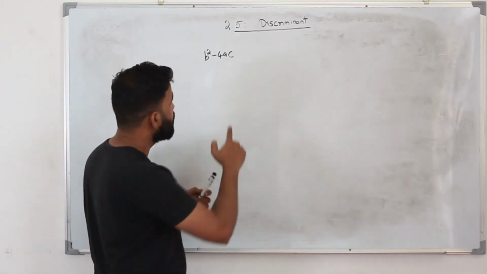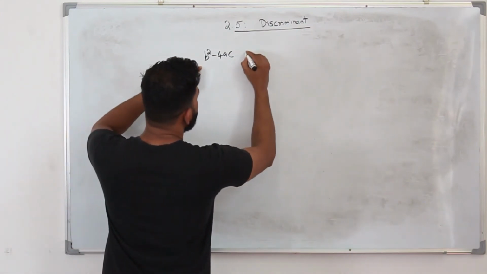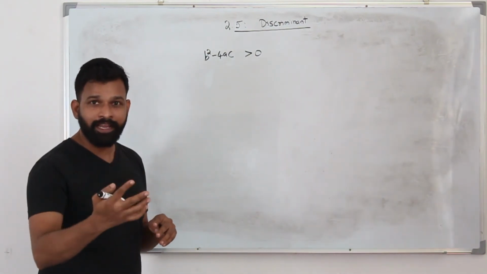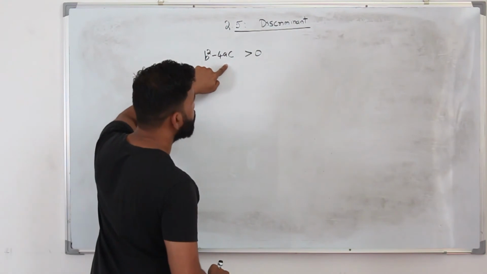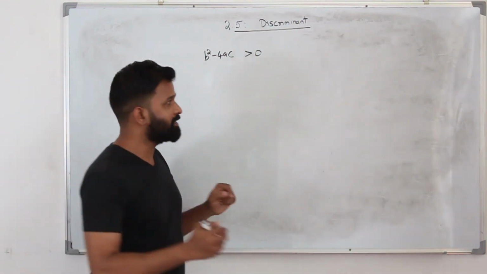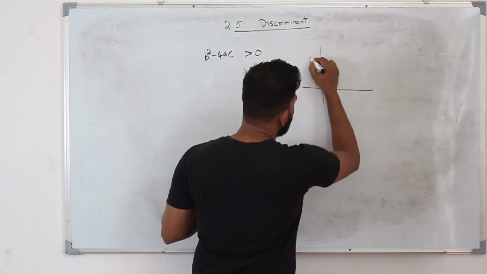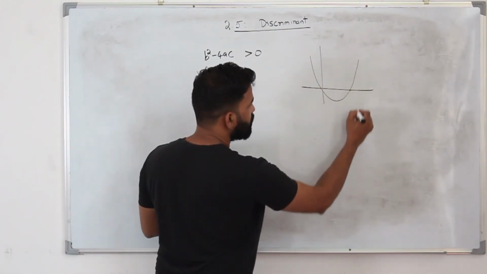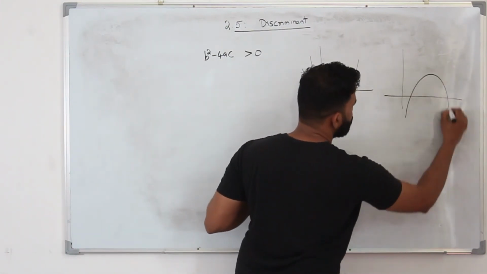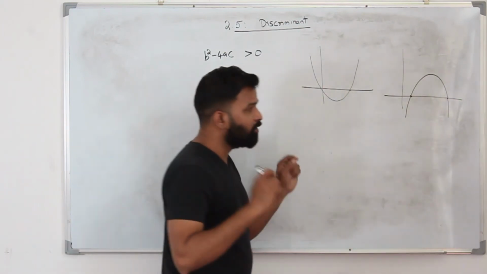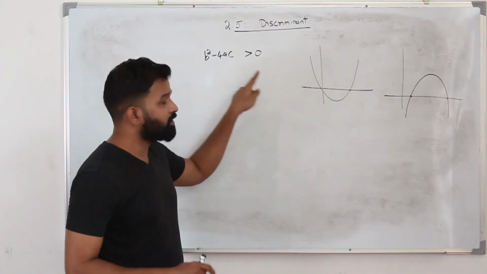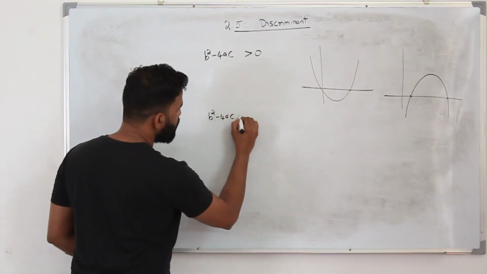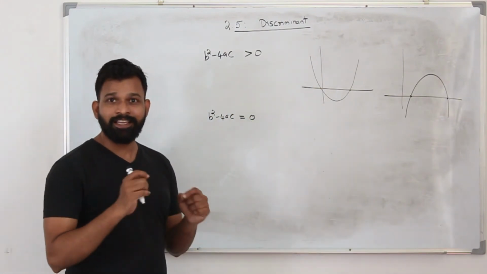For example, let's say your b square minus 4ac is greater than 0. When I say greater than 0, it can be a positive real number. Your graph will pass through x-axis. You will have this type of graph. It will pass through x-axis. That means you will have 2 points of intersection. It can be an upside down graph also. But the point here is you will have 2 solutions. That's the first case.